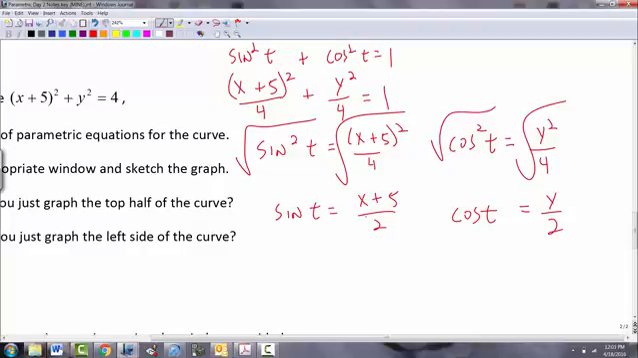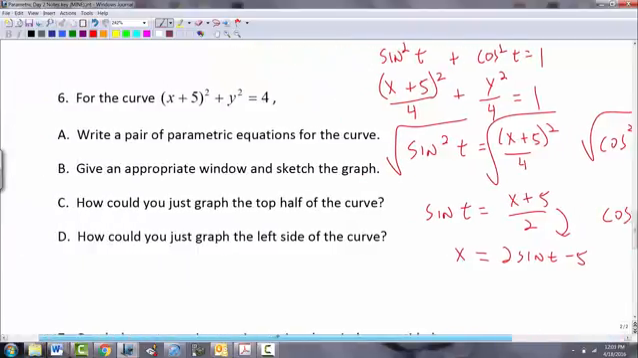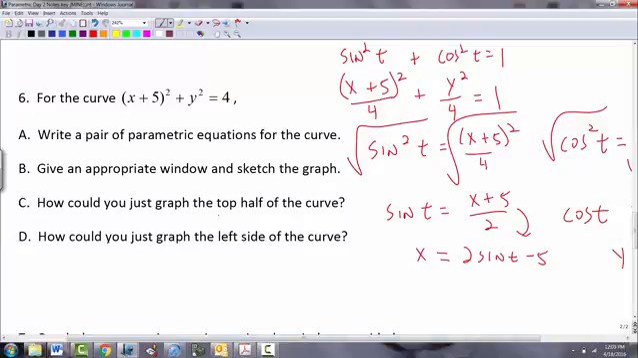By the way, you want to get this to be x equals and y equals. So what's x equal? Multiply by 2 and then subtract 5, right? And then this one just multiply by 2. Now I did stop here with the other. Actually, I didn't solve for y and x. I stopped. I think we're good for right now. Give an appropriate window to sketch. And then how could you graph the top half, left side?